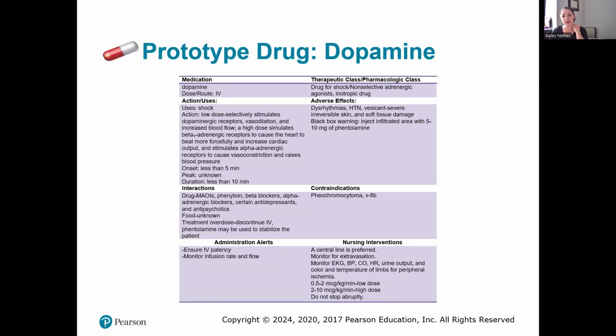Dopamine. Dopamine is one of the inotropic drugs. So we use it for shock. At low doses it selectively stimulates dopaminergic receptors, causing vasodilation and increased blood flow. High doses stimulate the beta-1 adrenergic receptors, cause the heart to beat more forcefully, increase cardiac output, and stimulate alpha adrenergic receptors, causing vasoconstriction and raising the blood pressure. Okay, so we're using the higher doses for the shocks.